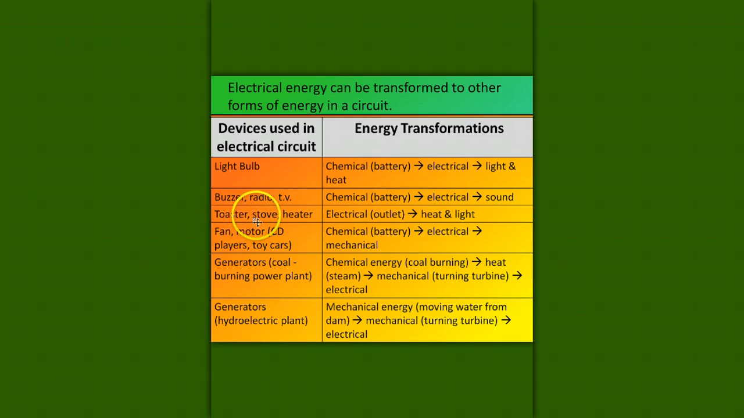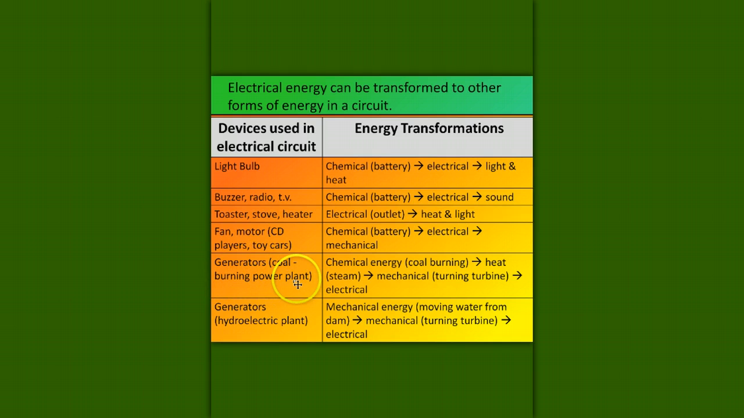A toaster, a stove, or a heater would be electrical from an outlet to heat and light. A fan, a motor, a CD player, or a toy car might be examples of those, would be chemical inside the battery, transforming to electrical, transforming to mechanical. Remember, the arrow means transforms into.